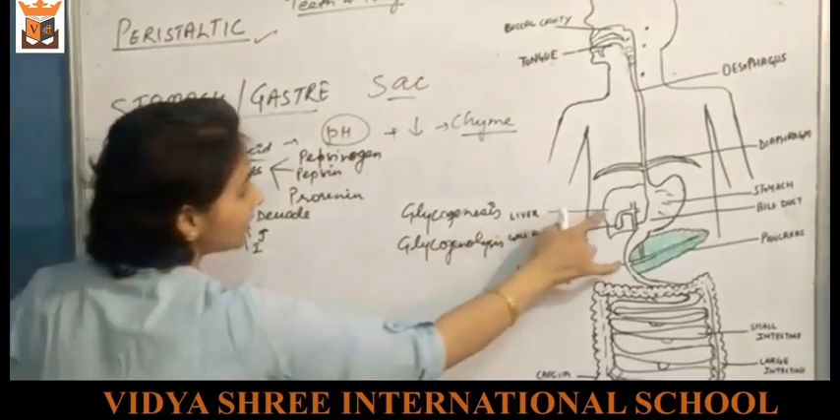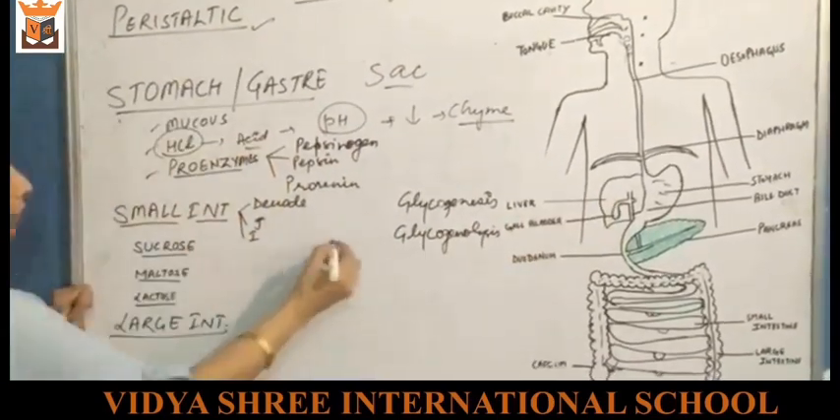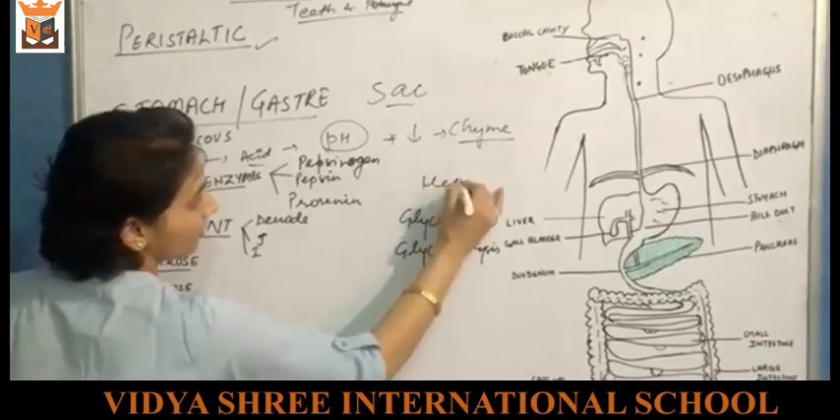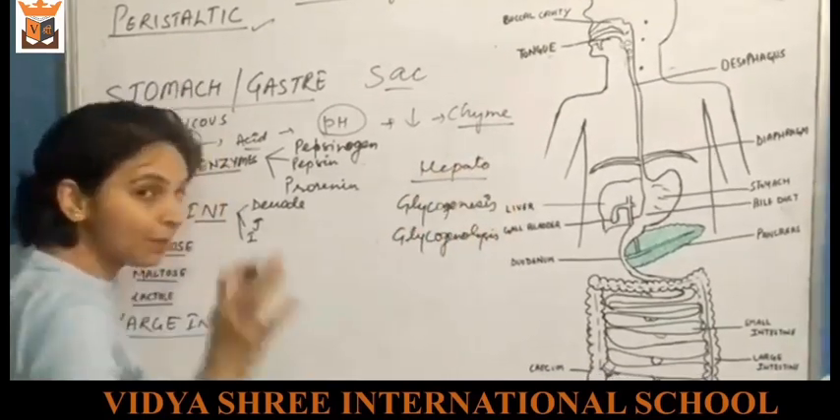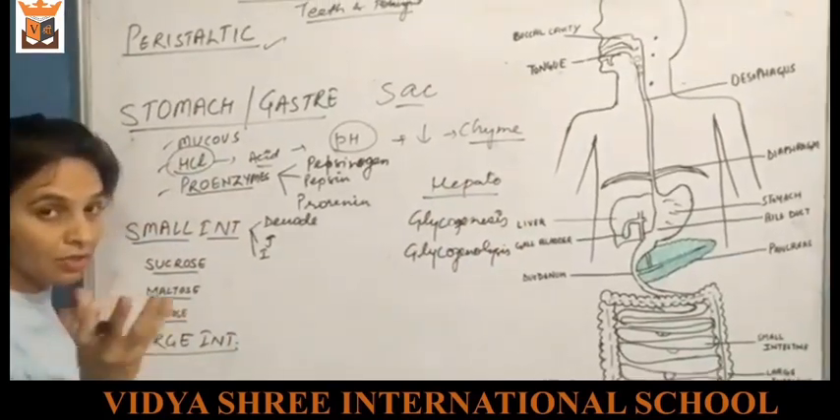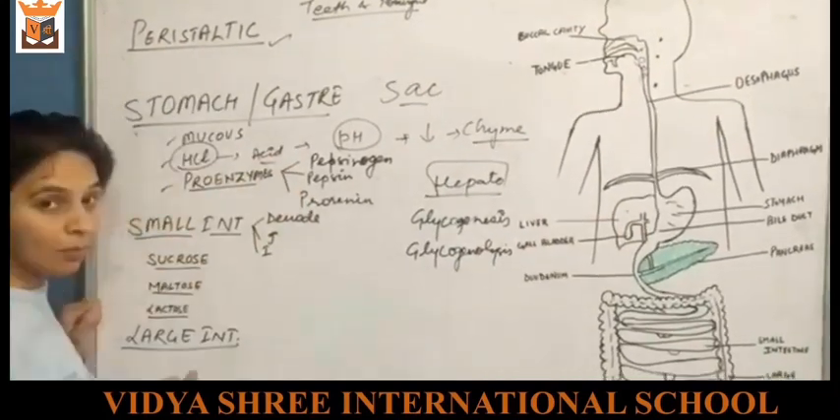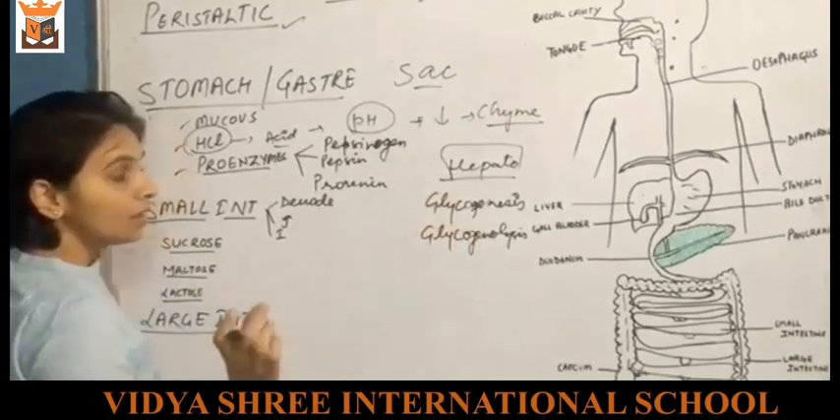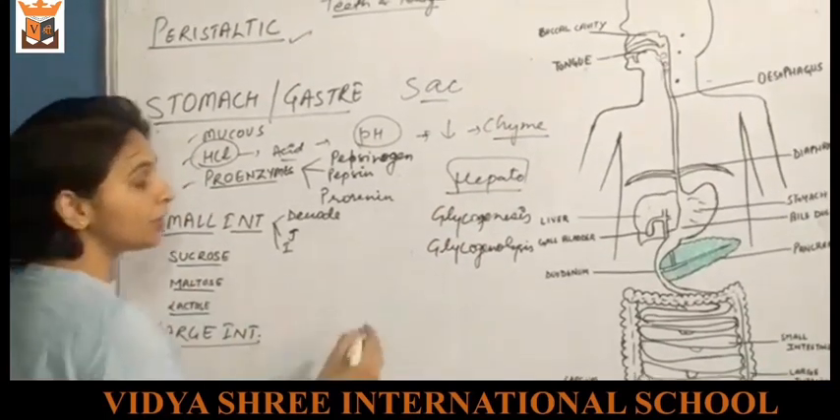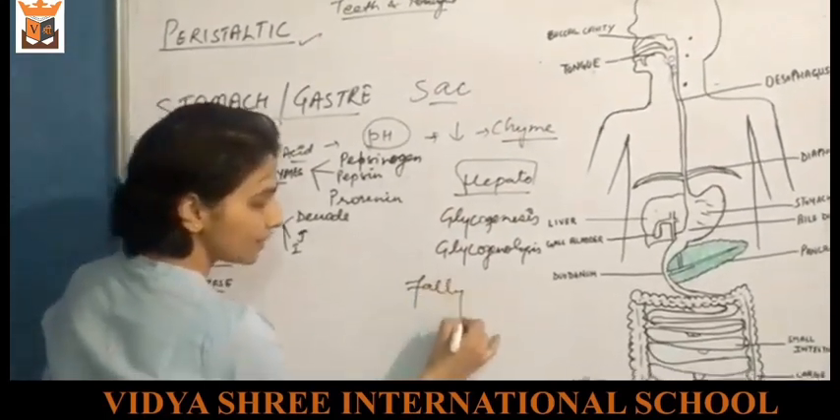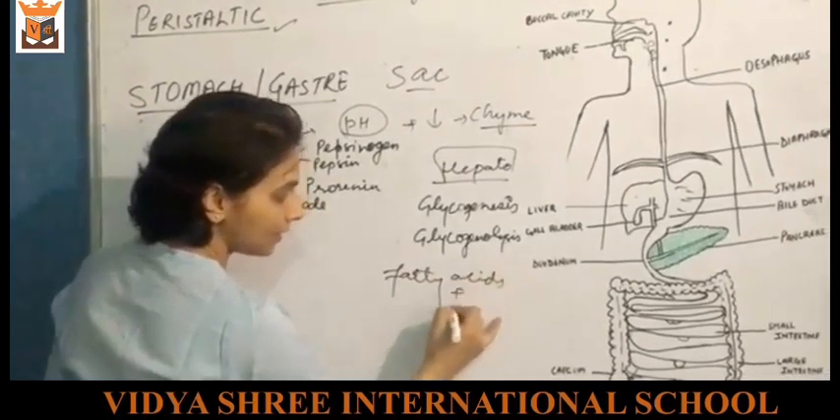For liver, hepato, like hepatitis. Fine. So inflammation of liver cells. The liver is the largest gland in our body. Here fats get converted into fatty acids and glycerol.